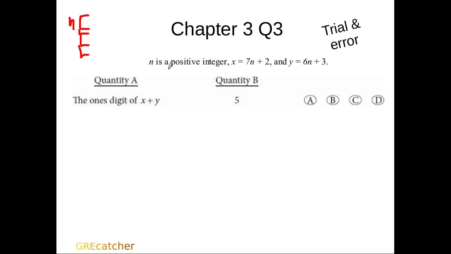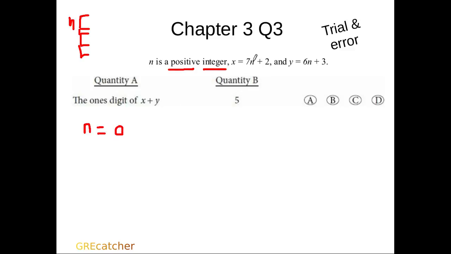It says that n is a positive integer, so it's a whole number with no fraction, and it's positive. So you can start from 0 up to any value you want. If you substitute n with 0, that's the first scenario. Let's try this out with n equal to 0.